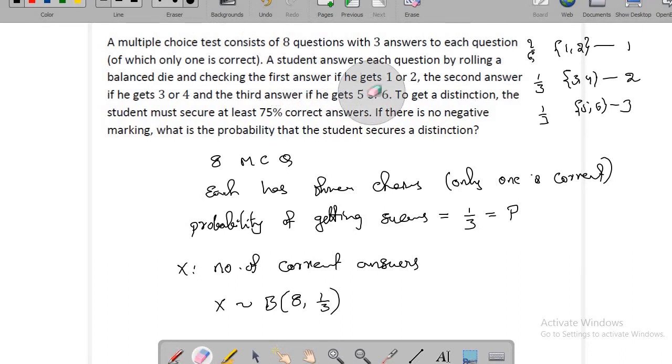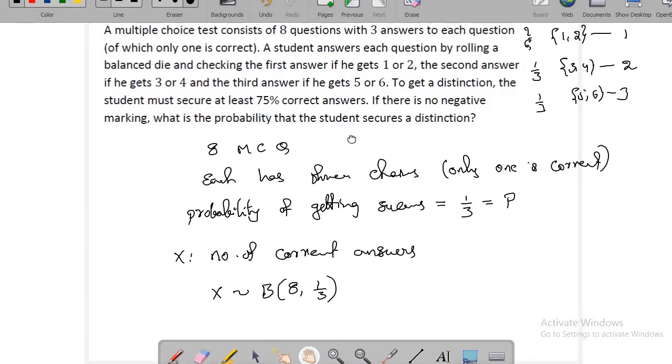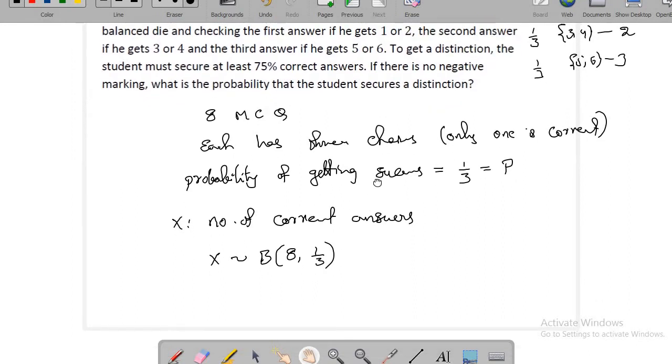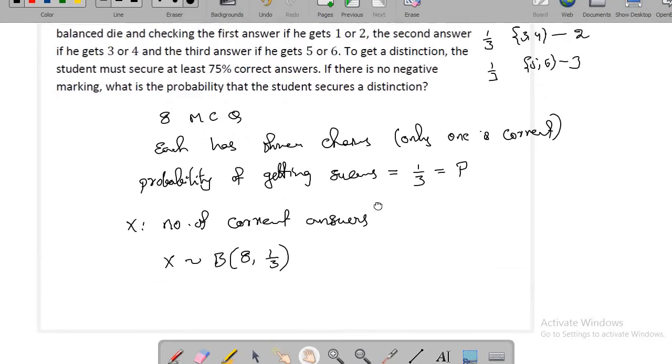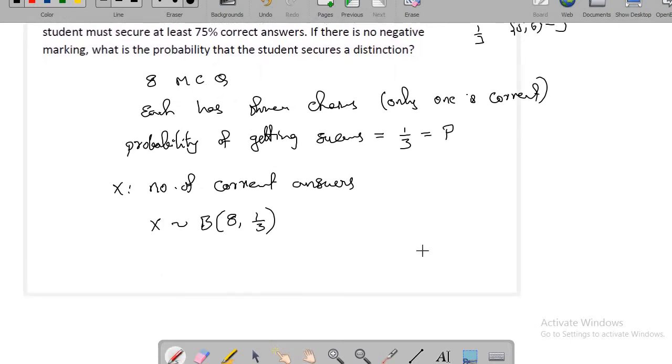So now to get a distinction, the student must secure at least 75%. So, okay, 75% correct answers. If there is no negative marking, what is the probability that the student secured distinction? So it means if you want to get distinction, 75% correct answers must be there. So now you tell me what is actually 75% of 8?